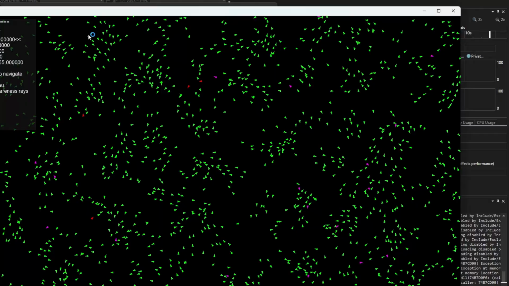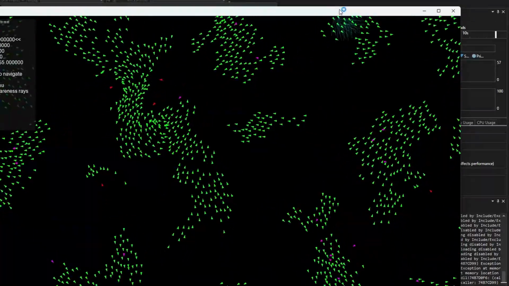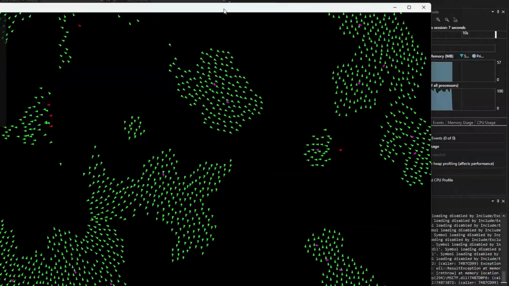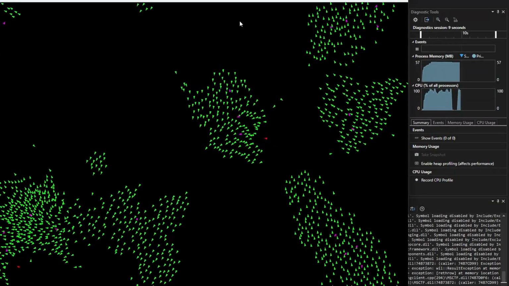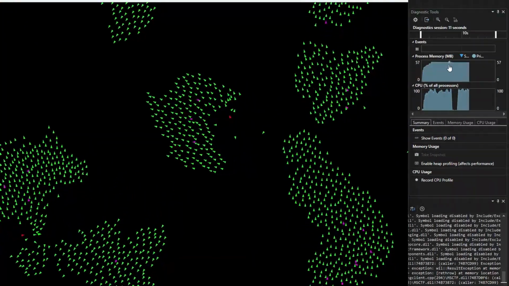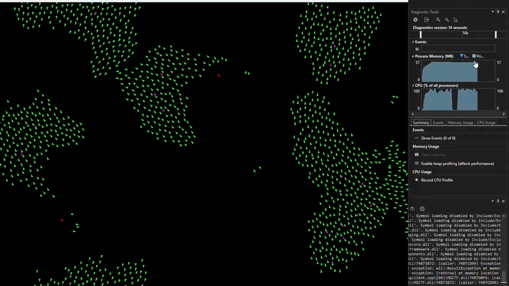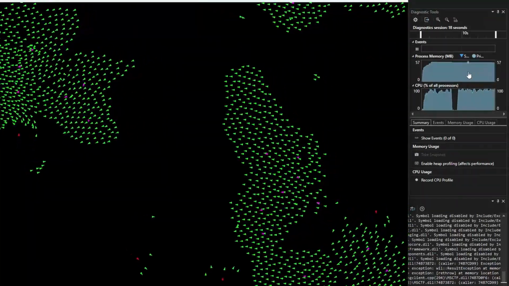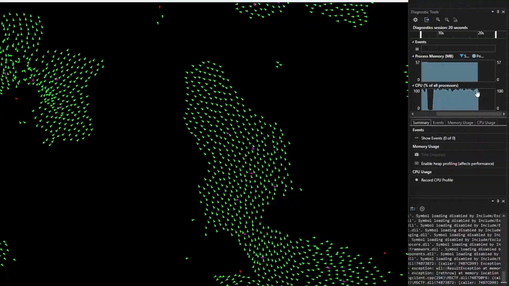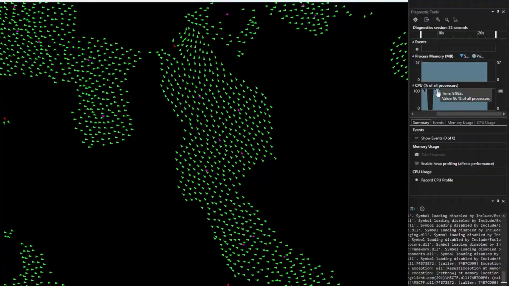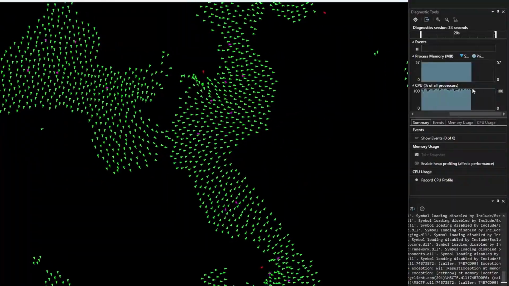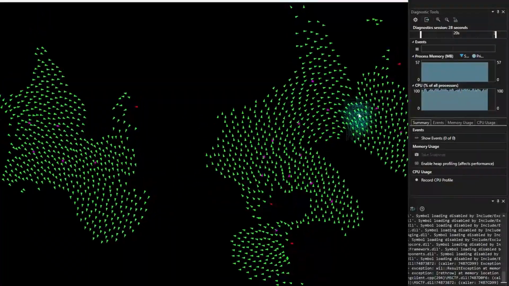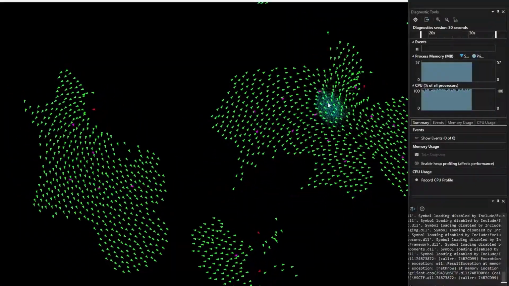So here's the program running with 1500 Boids, and we can see from the process memory we're only using just under 60 megabytes of RAM, but I'm using all my processors, every thread of every processor, to get this running as smoothly or as not smoothly as it happens to be.